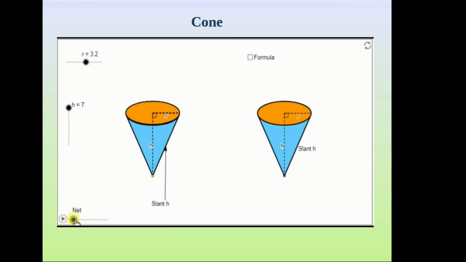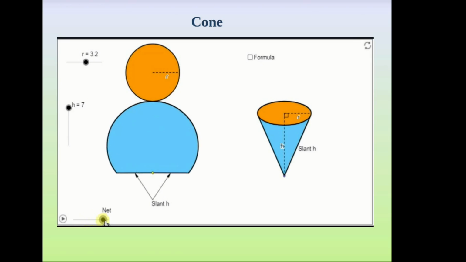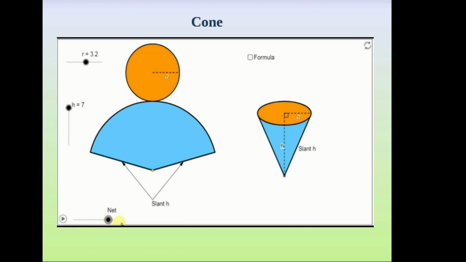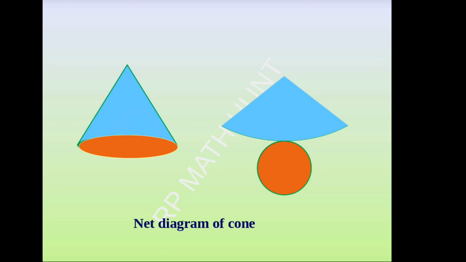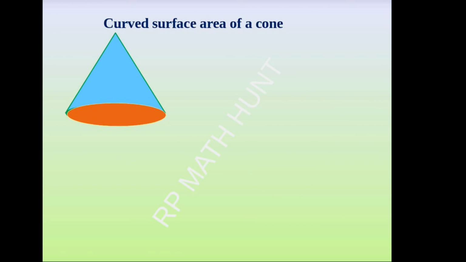Now observe the net diagram of the cone. Yes, it is one circle and another is a sector. Now, the net diagram of the cone. Curved surface area of a cone.